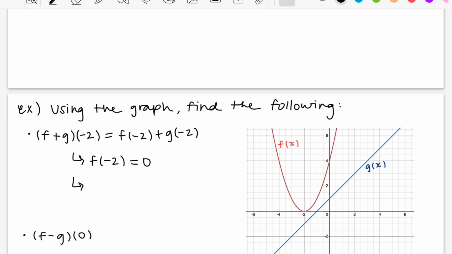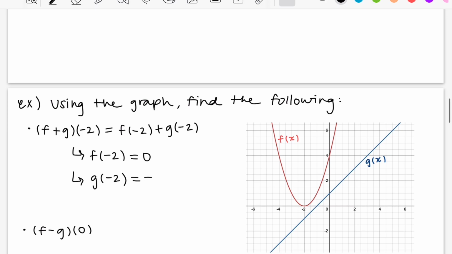And then we'll do the same thing for g of minus 2. In this case, g of x is this y equals x function that's shifted up, and it looks like g of minus 2 is going to be minus 1. Okay, so we're going to have 0 plus minus 1, which will be minus 1. All right.